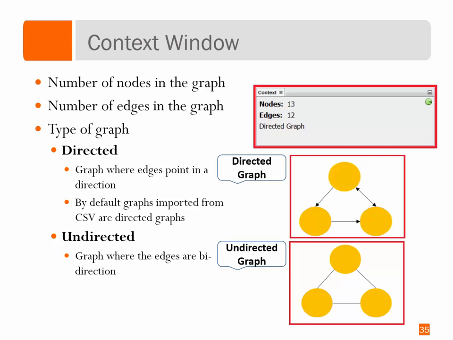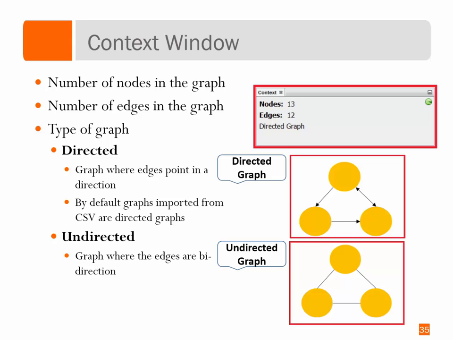For the context window, I also want you to consider examples where we might have 1,000 nodes or 500 nodes. And so having this panel that provides us some metrics on our network diagram can be very helpful when we're trying to communicate or express what the size and the shape of this network diagram is.